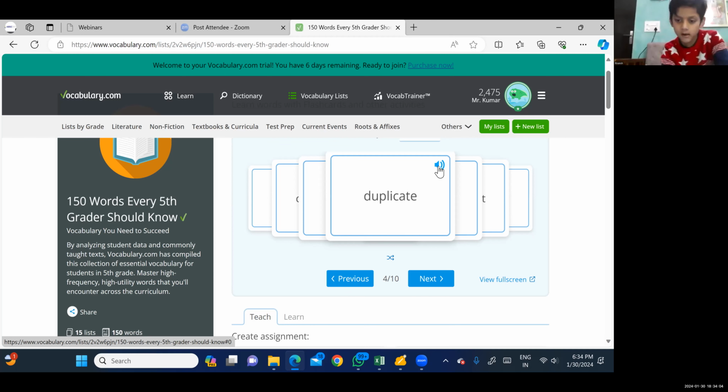Yes, read this word. Duplicate. It's not completely duplicate. Okay. Sanjay? Sir? Yes, sir. Yes, read this word. I've been asking everyone. Duplicate. Not duplicate, na.